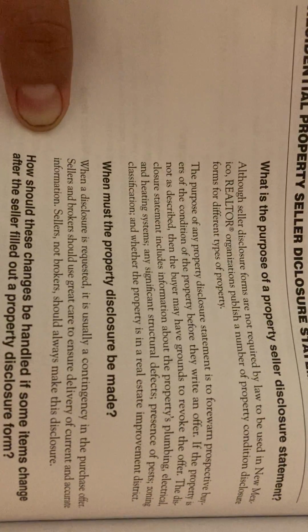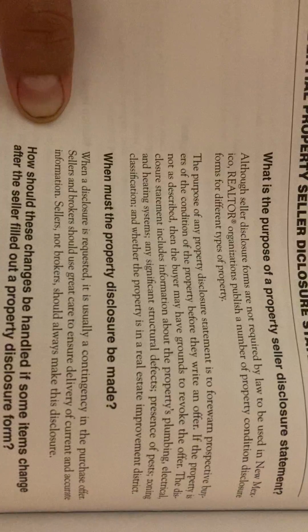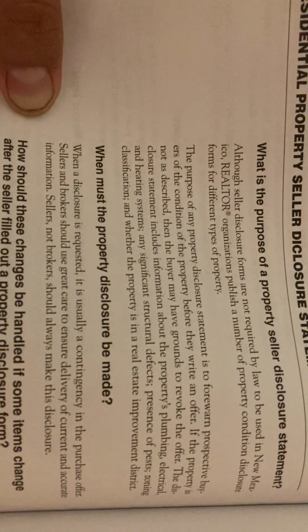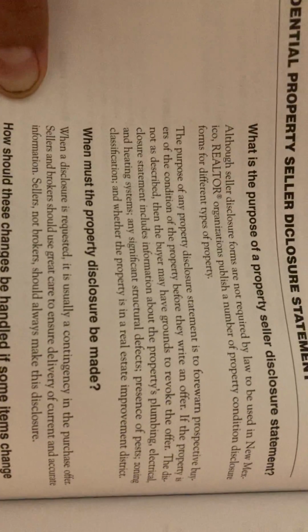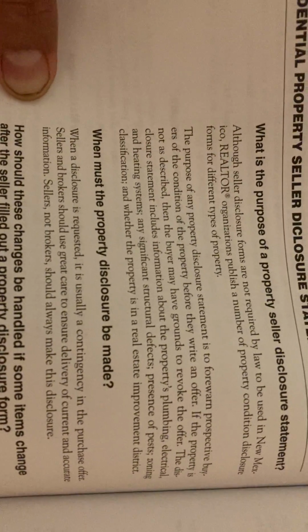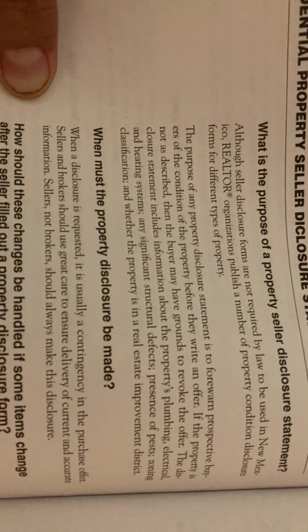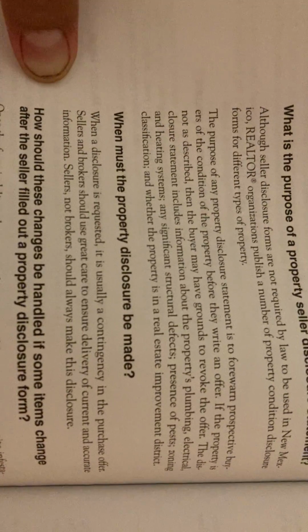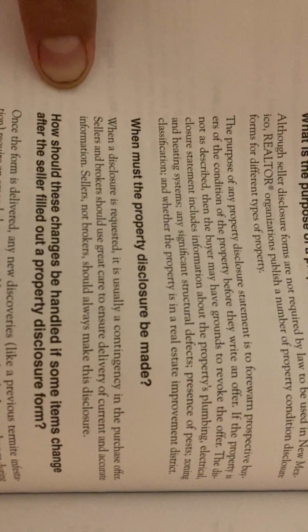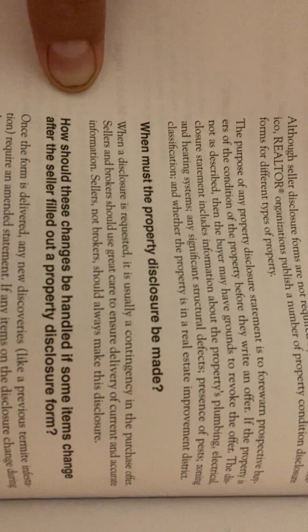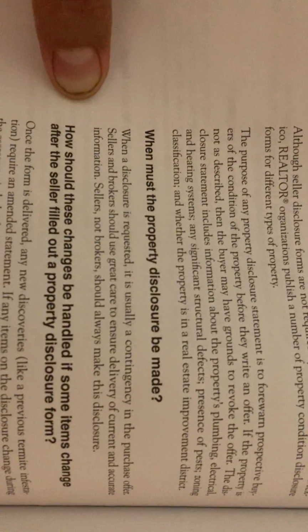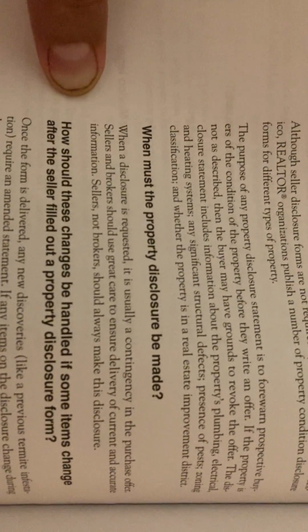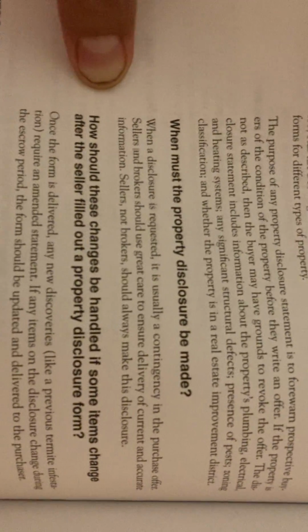The purpose of any property disclosure statement is to forewarn prospective buyers of the condition of the property before they write an offer. If the property is not as described, then the buyer may have grounds to revoke the offer. The disclosure statement includes information about the property's plumbing, electrical and heating systems, any significant structural defects, presence of pests, zoning classification, and whether the property is in a real estate improvement district.